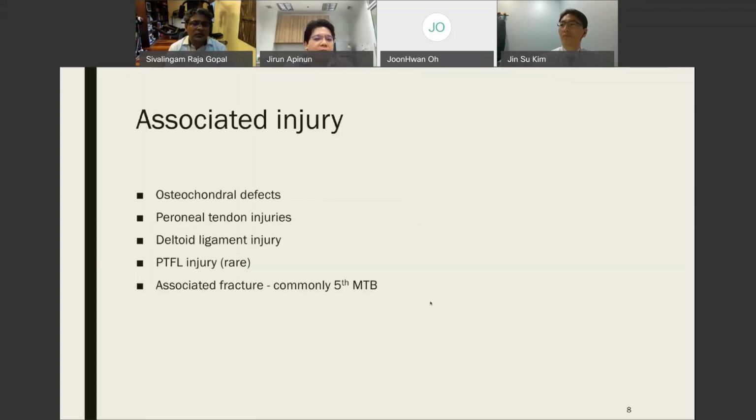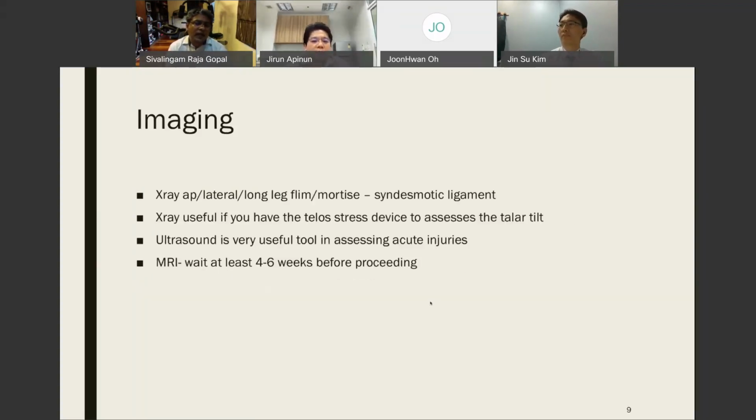Associated injuries, which are common, are osteochondral defects, peroneal tendon injuries, deltoid ligament injury, PTFL injury, and sometimes fracture of the fifth metatarsal bone, depending on the severity. X-ray: in my day-to-day practice, I do an AP, lateral, weight bearing, and long leg film to look at the syndesmotic ligament. If I do not have the Telos device, and if you have one, it's a good thing to have because you can actually see the talar tilt quite well.